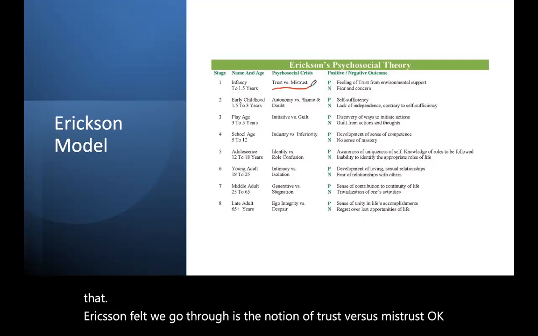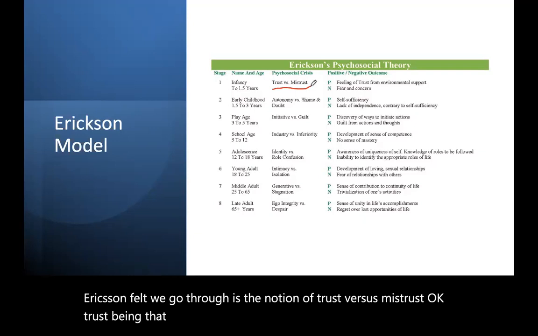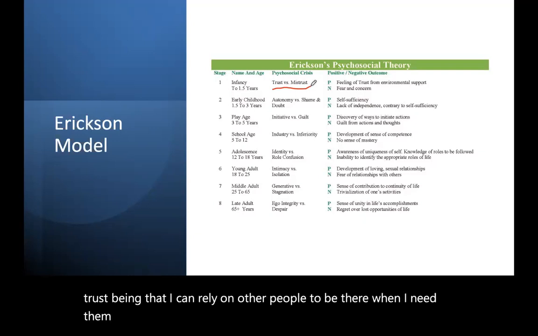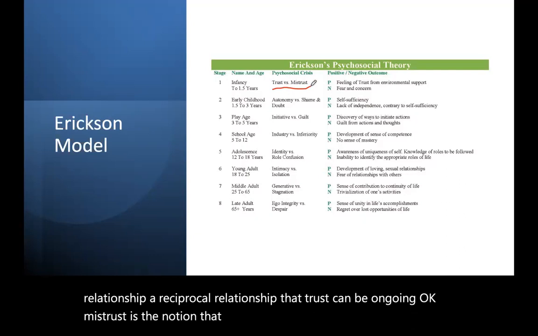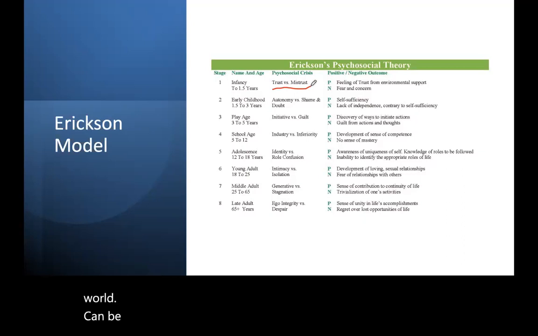Trust being that I can rely on other people to be there when I need them, and they can rely on me. And as long as we maintain a reciprocal relationship, that trust can be ongoing, okay? Mistrust is the notion that I can't trust anybody. No one in the world can be trusted, okay?